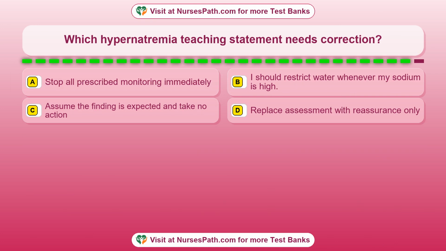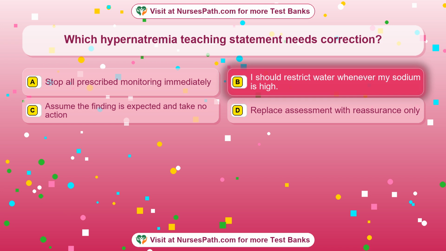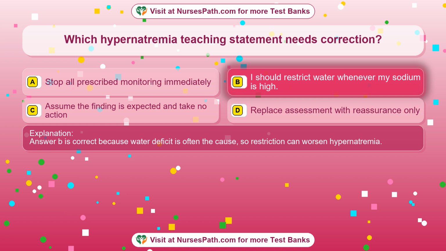Question 10. Which hypernatremia teaching statement needs correction? Option A. Stop all prescribed monitoring immediately. Option B. I should restrict water whenever my sodium is high. Option C. Assume the finding is expected and take no action. Option D. Replace assessment with reassurance only. The correct answer is option B. I should restrict water whenever my sodium is high. Answer B is correct because water deficit is often the cause, so restriction can worsen hypernatremia.